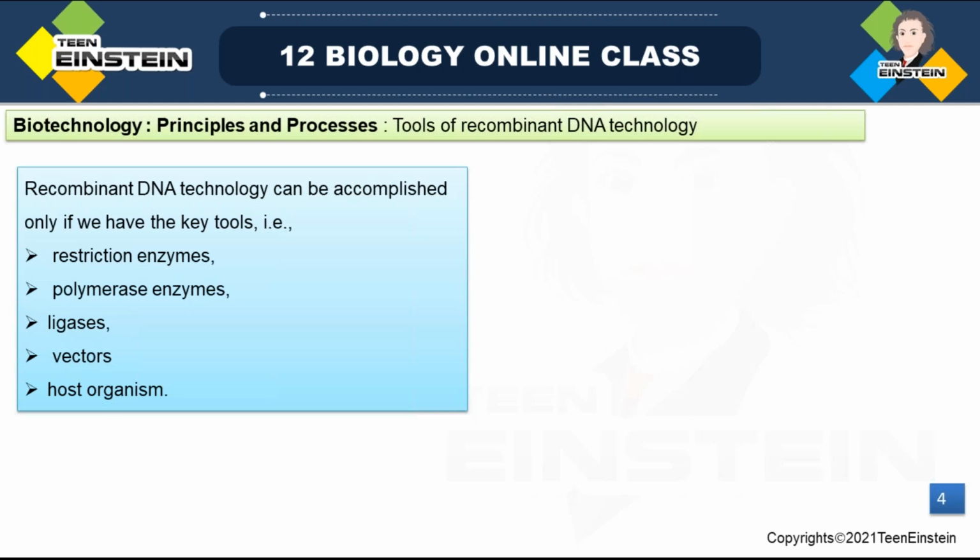The role of this restriction enzyme is to identify the specific recognition site, and at that site the restriction enzyme makes cuts, cutting the double-stranded DNA at the specific site. Got it? Next, the second one is polymerase enzyme.